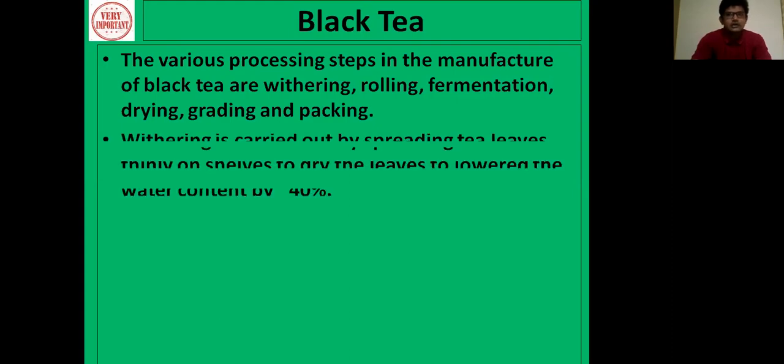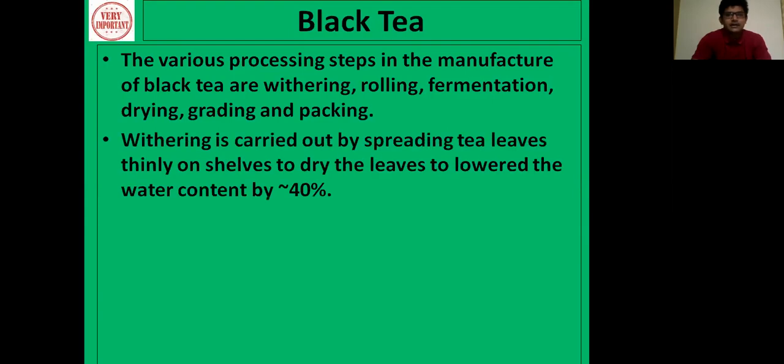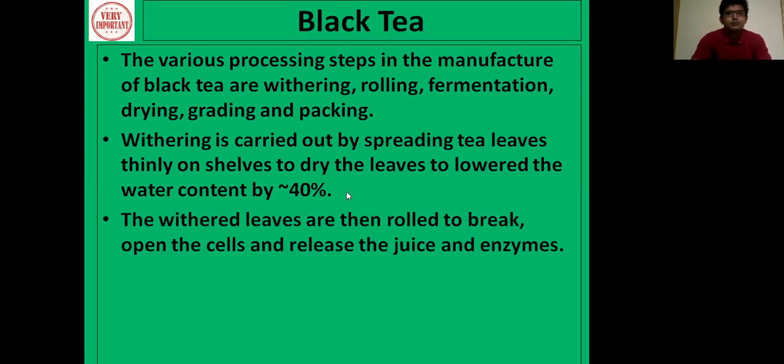So here is the process. Withering is carried out by spreading tea leaves thinly on shelves to dry the leaves and lower the water content by 40%. So the first step is withering. In this step, when tea leaves are plucked from the Camellia sinensis plant, they are spread on shelves and allowed to dry under sunlight, so it will withdraw the water level by nearly about 40%. That is called the withering process. The withered leaves are then allowed to break open the cell and release the juice and enzyme.